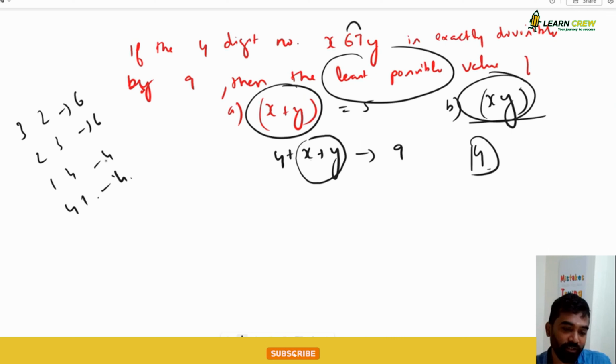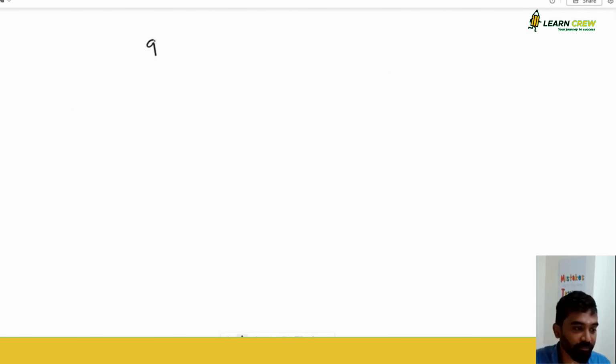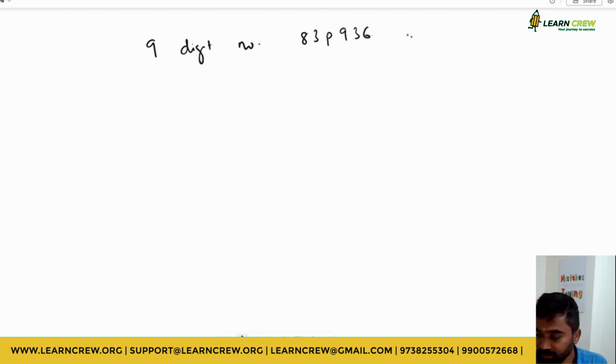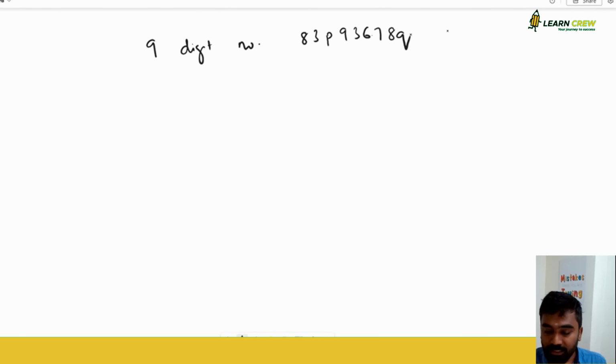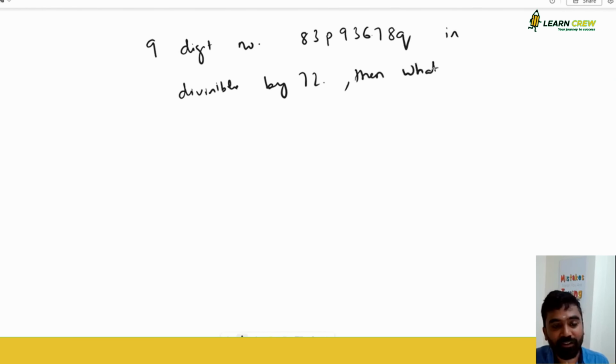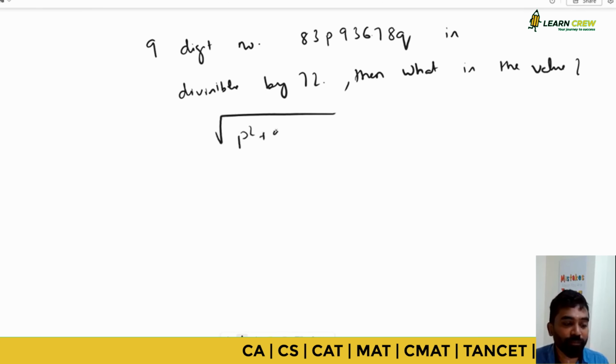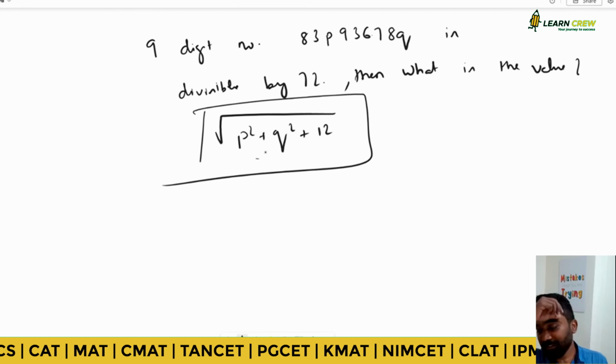If a 9-digit number 83P936 78Q is divisible by 72, then what is the value of square root of P square plus Q square plus 12?